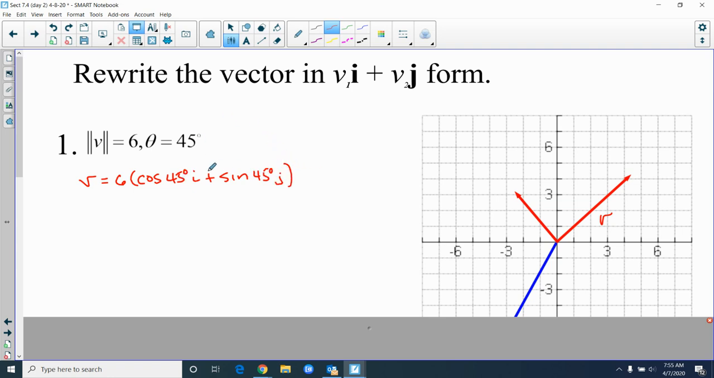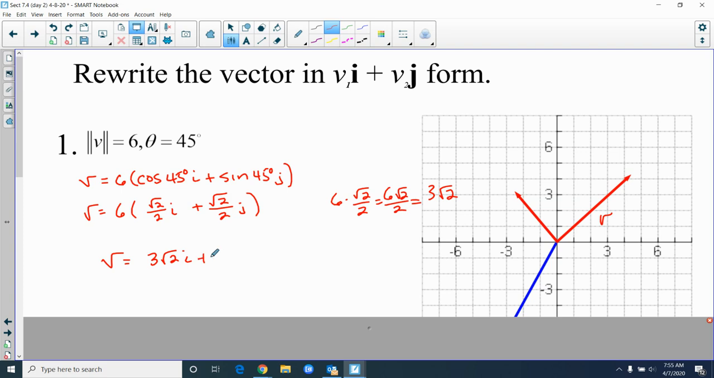If these are unit circle angles, we will use the exact values. 45 degrees is a unit circle angle. The cosine of 45 degrees is square root of 2 over 2 i, and the sine of 45 degrees is square root of 2 over 2 j. Last thing I want to do is distribute the 6. What's 6 times square root of 2 over 2? That's 6 radical 2 over 2, which is 3 radical 2. So now my vector is 3 square root of 2 i plus 3 square root of 2 j.